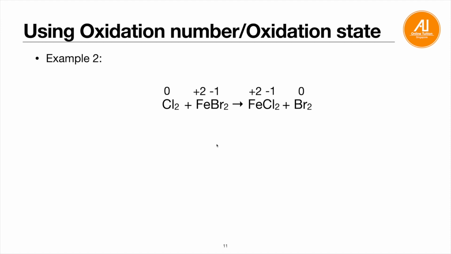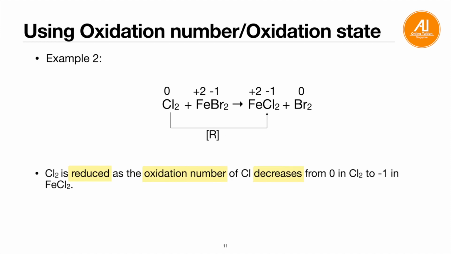Alright, let's look at which one actually oxidizes or which one is reduced. Chlorine goes from 0 all the way to minus 1, so it's been reduced. If the number goes from 0 to minus 1, it decreases, so it's been reduced. So how do you write the statement? Same thing. Cl2 is reduced.